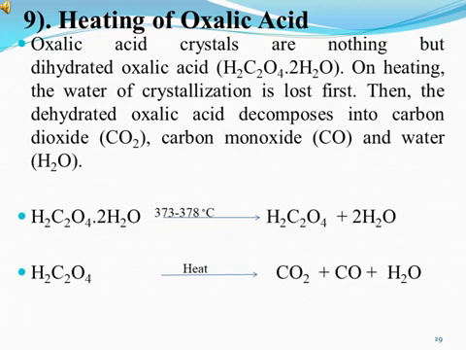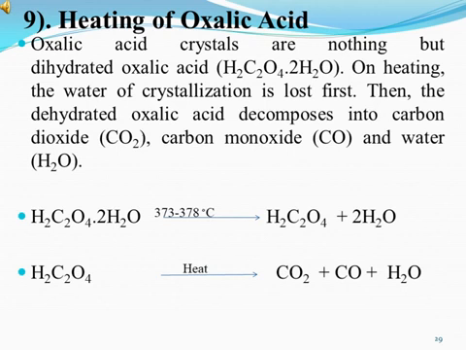Heating of oxalic acid. Oxalic acid crystals are nothing but dihydrated oxalic acid. The formula of oxalic acid is H2C2O4 with 2 water molecules. On heating, the water of crystallization is lost first. Then the dehydrated oxalic acid decomposes into carbon dioxide, carbon monoxide, and water.